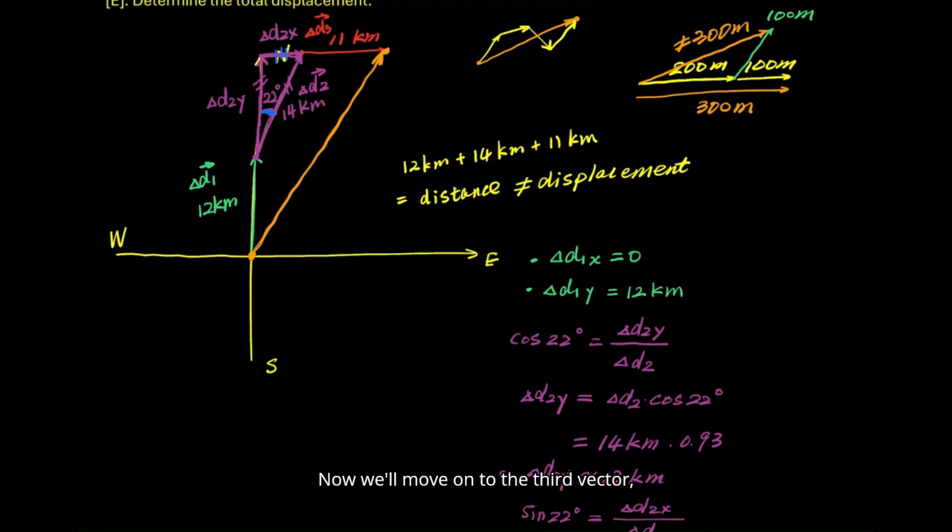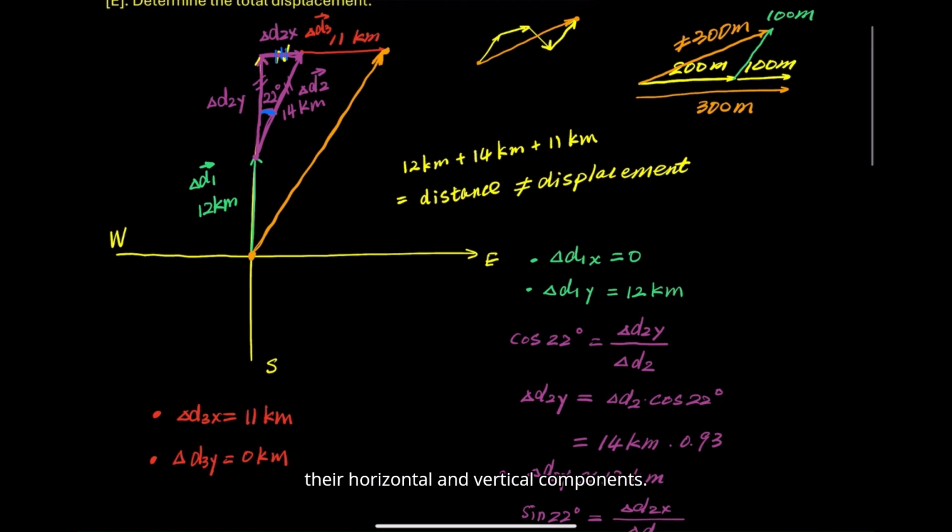Now we'll move on to the third vector, delta d3. This one is also straightforward because it's a pure horizontal displacement. The helicopter flew straight east, which means there's no vertical movement. So we can write its components as delta d3x is 11 kilometers, and delta d3y is 0 kilometers. We have now successfully broken down all three of our displacement vectors into their horizontal and vertical components.